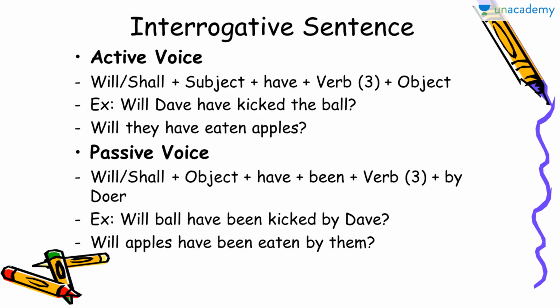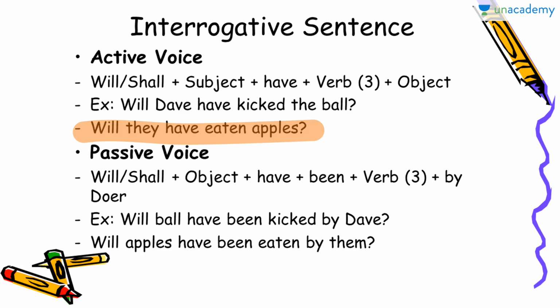Next we see interrogative sentence. Now interrogative sentences are of two types, and one type is where answer is just yes or no. In this case, active voice will have will or shall in the starting, then subject, then have, then verb with third form, and then object. For example, will Dave have kicked the ball? Will they have eaten apples?